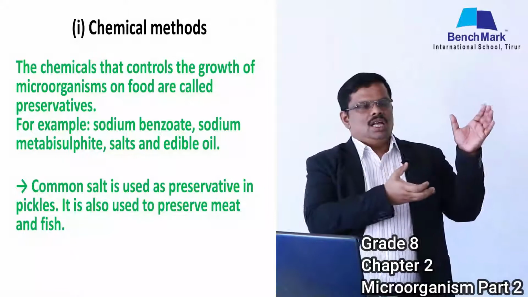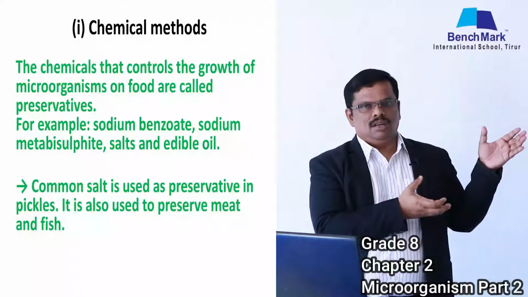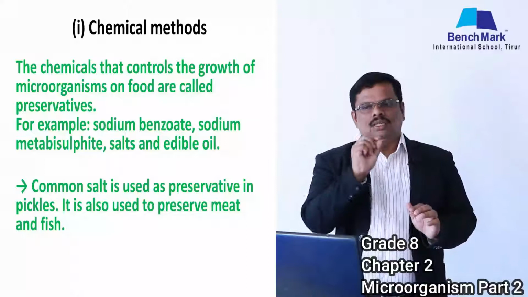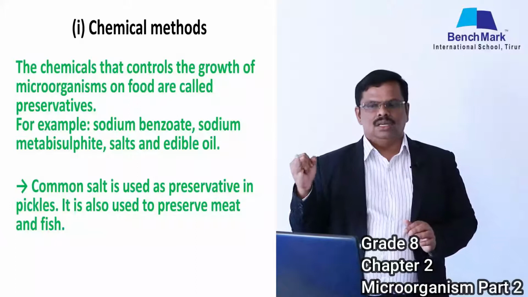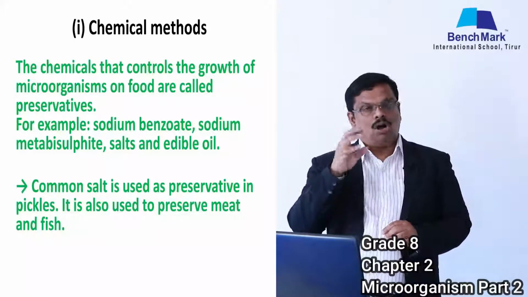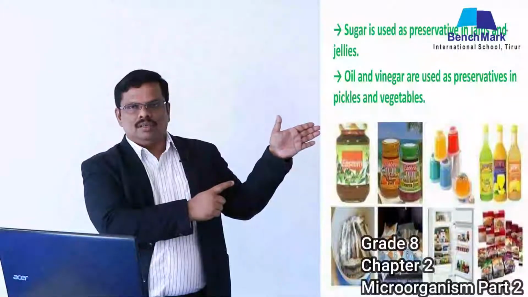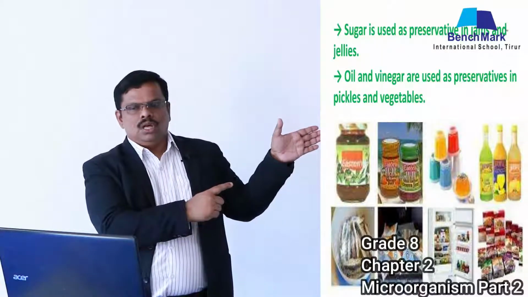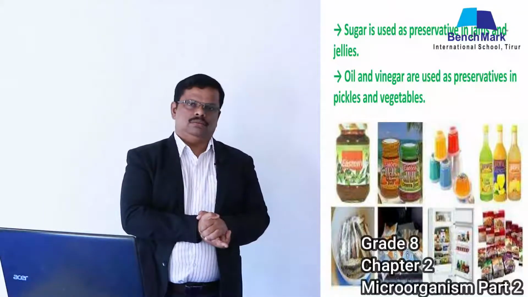You might have seen the jams, sauce, all these bottles which you buy from the market. In that, it is written that the chemical preservatives are sodium benzoate, sodium metabisulfate, salt, edible oil. All these you can see in the jam bottle or sauce bottle or whatever packet or food you buy from the market. That kind of preservation is called the chemical method.